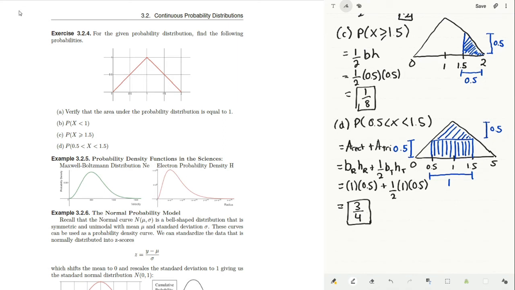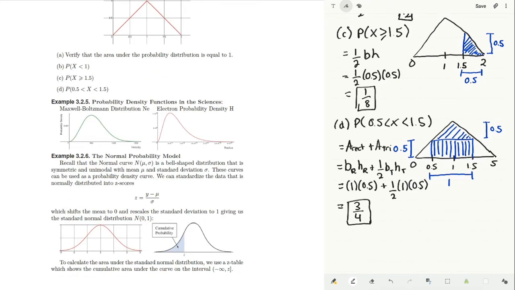So here are a few examples of where probability density curves can appear in the sciences. In chemistry, the Maxwell-Boltzmann distribution is used to determine various speeds of ideal gases. It can be used to calculate the mean speed, the most probable speed, and the root mean square speed. In physics, the electron probability density is used to find the probability that an electron will be within a certain radius of the atom.